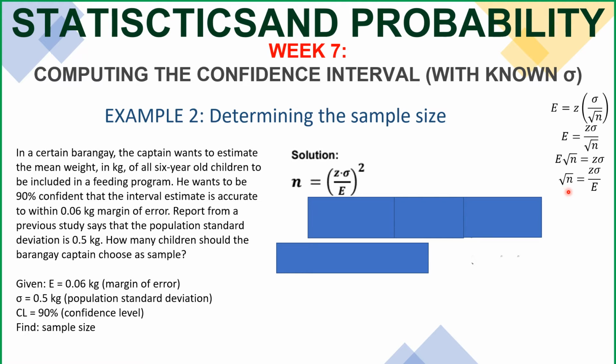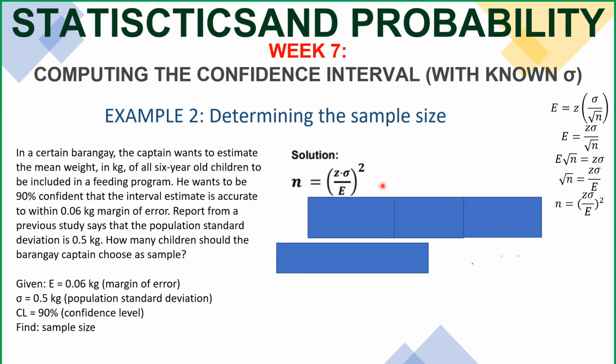I-square natin both sides. So, square root of n squared. So, cancel yung square root and cancel yung square. We have n is equal to z sigma all over e, squared. So, dun natin nakuha yung formula. Ngayon, nakuha na natin yung formula for the sample size.